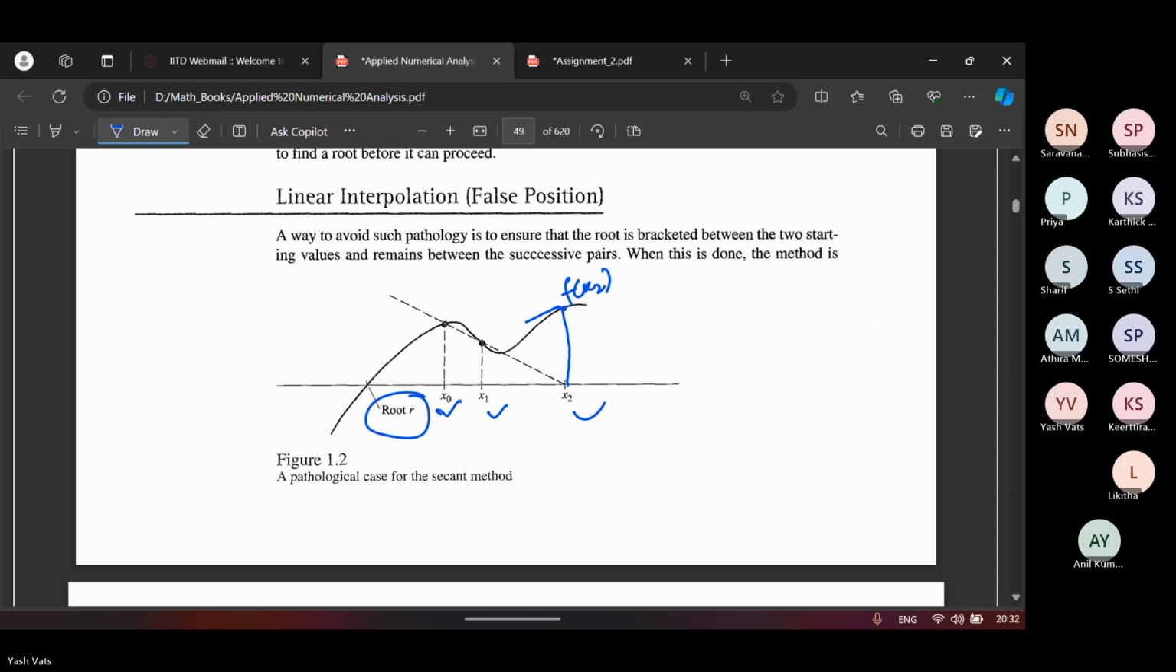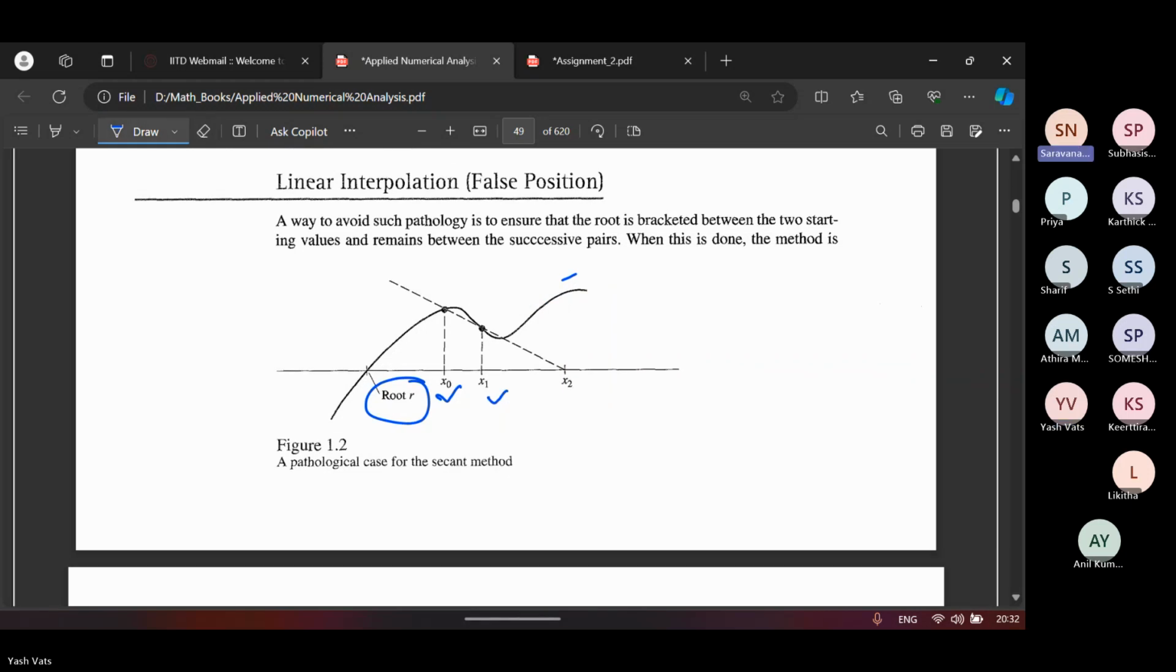Looks like only x1 will do. Do you understand this graph? Yes, looks like x1 will be closer if you draw the line connecting x2 and x1. Extrapolating, it will end up close to the root. Rather than x1 to x0, it will go away from the root. So it will go away definitely. You need to rectify it. So how do you rectify it?